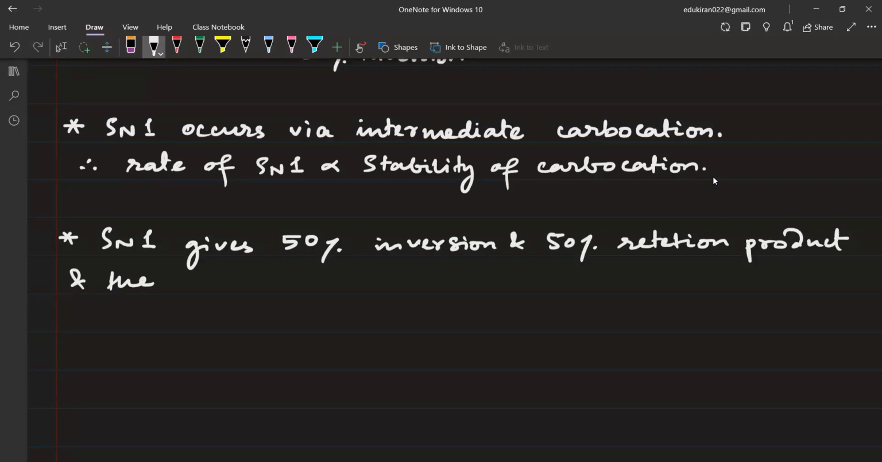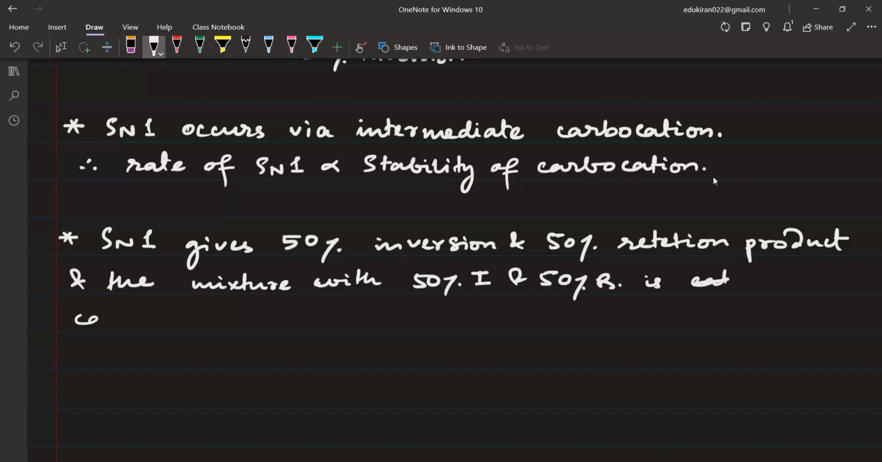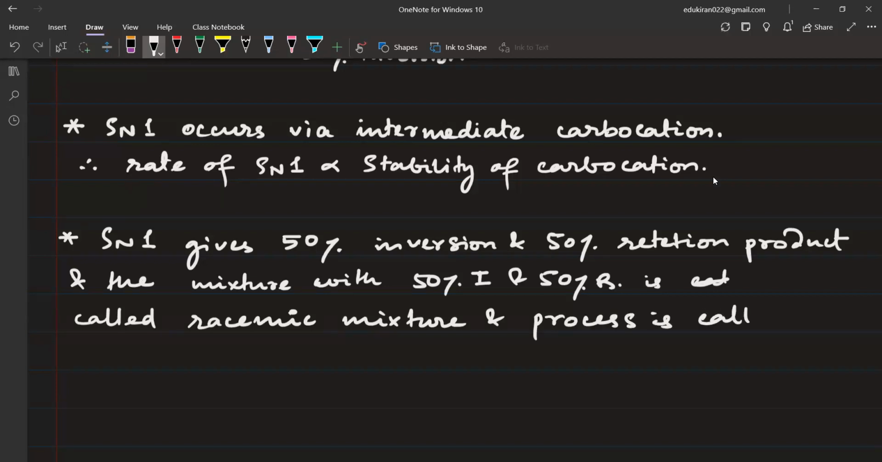And the mixture with 50% inversion and 50% retention is called a racemic mixture. The process is called racemization.